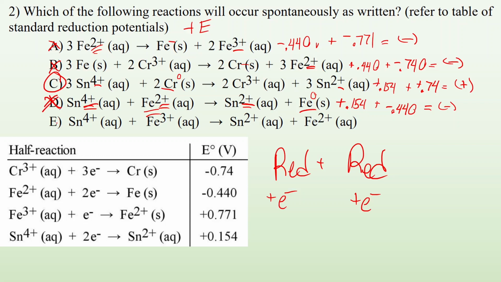If you take a look at choice E, I think it's the same situation. Tin's going from plus 4 down to plus 2, and iron's going from plus 3 down to plus 2. So you can't have two reductions. You can't have two oxidations. It's a redox reaction, reduction and oxidation. You can't have one without the other, and you can't have either of them twice without the other one.